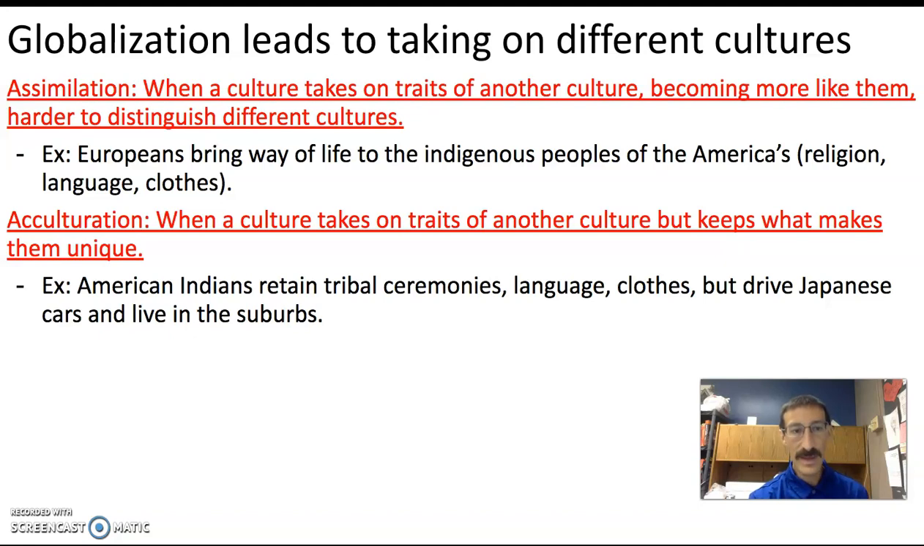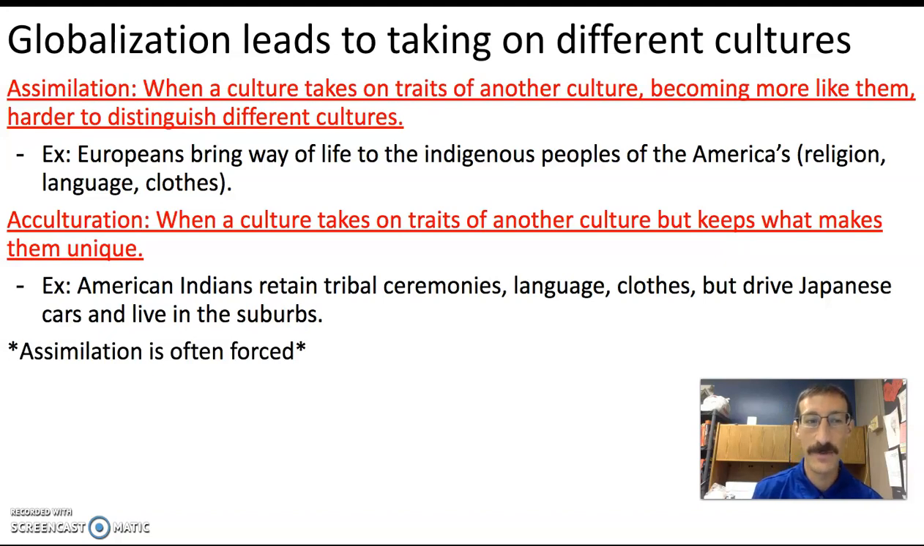Keeping this idea with the indigenous populations, American Indians retain tribal ceremonies, language, and clothes, but drive Japanese cars and live in the suburbs. So they're taking on things that would be considered American or global, but also keeping within their indigenous beliefs and practices at the same time. Typically it's a balance of these two things within acculturation and assimilation, and there's no right or wrong to it. It's all about personal beliefs and values, but it is something to pay attention to and understand.